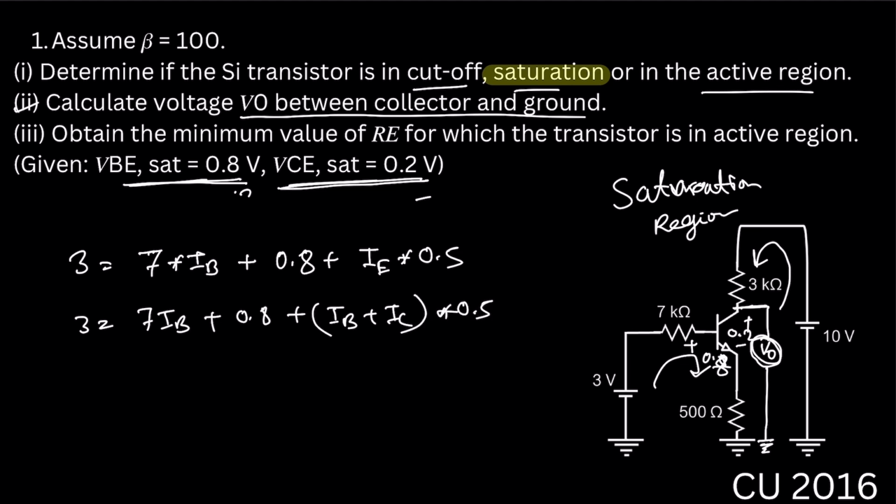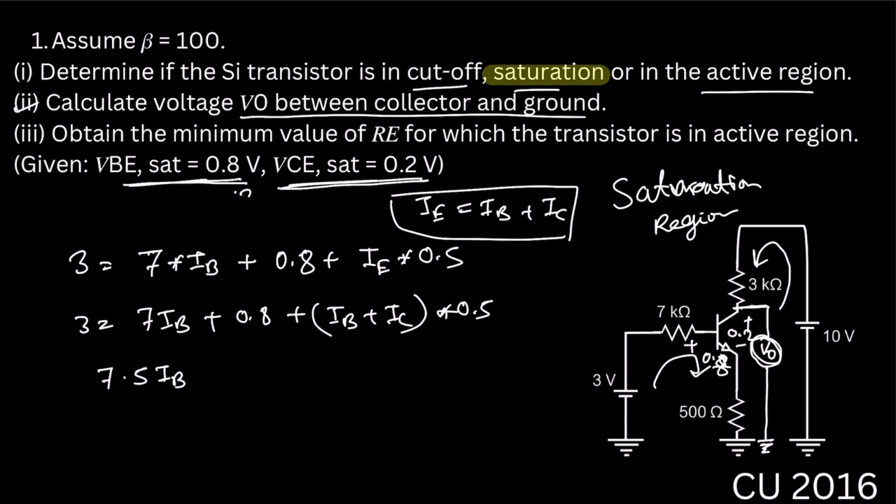Okay, what do we write down? IE equal to IB plus IC. This is universal truth, whatever the region of operation. So from here we can get 7.5 IB plus 0.5 IC equal to 2.2. Okay, so this will be equation 1. As you can see, this is 1 equation and 2 variables. So we need to get another equation.